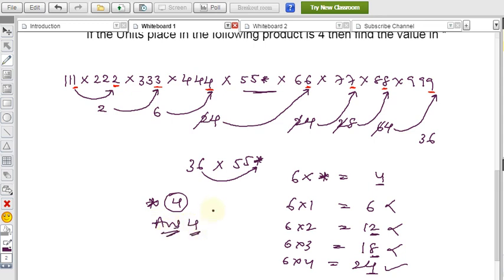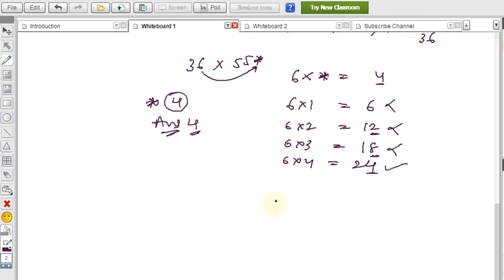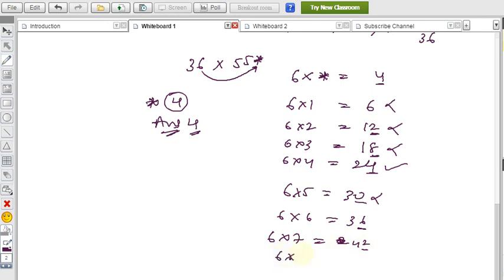But not only 4, it can be for another number too, because we need only units place 4, right? You can continue. 6 into 5, 30. 6 into 6, 36. 6 is there. Again 42, 2 is not required. 6 8 is 48. Again if you take 6 into 9, 54. So you're getting 4. So there's a chance for 9 also. So 4 or 9.